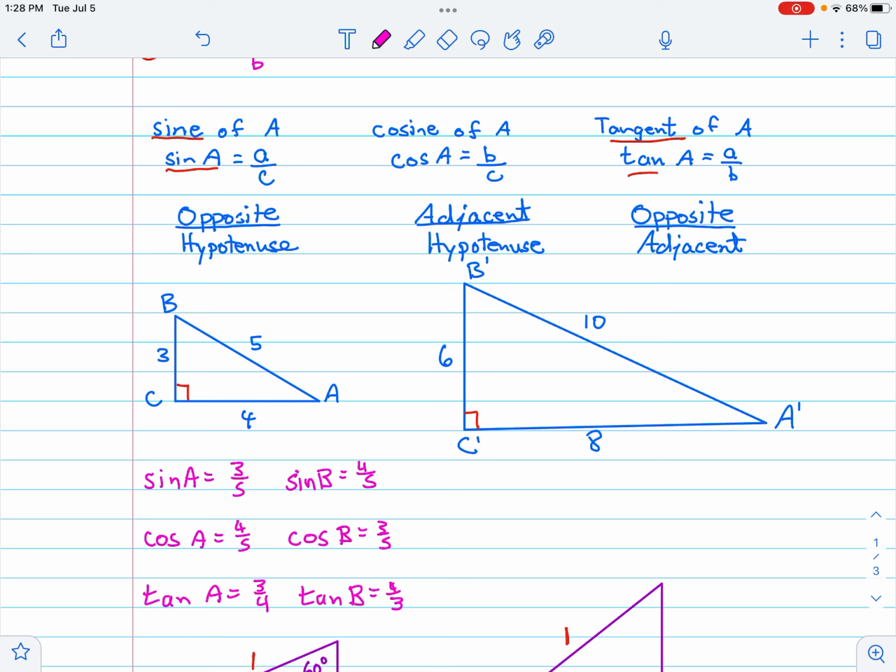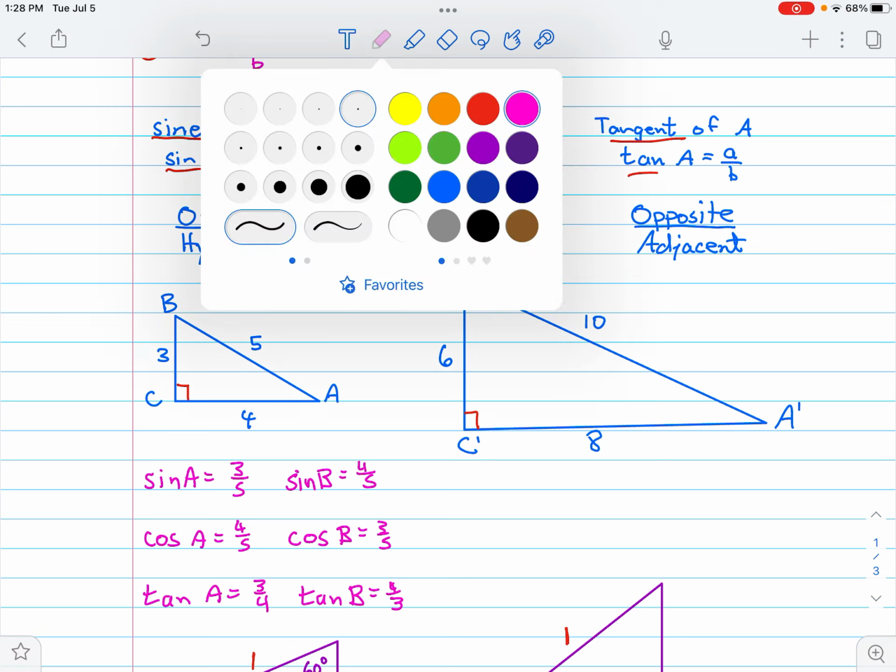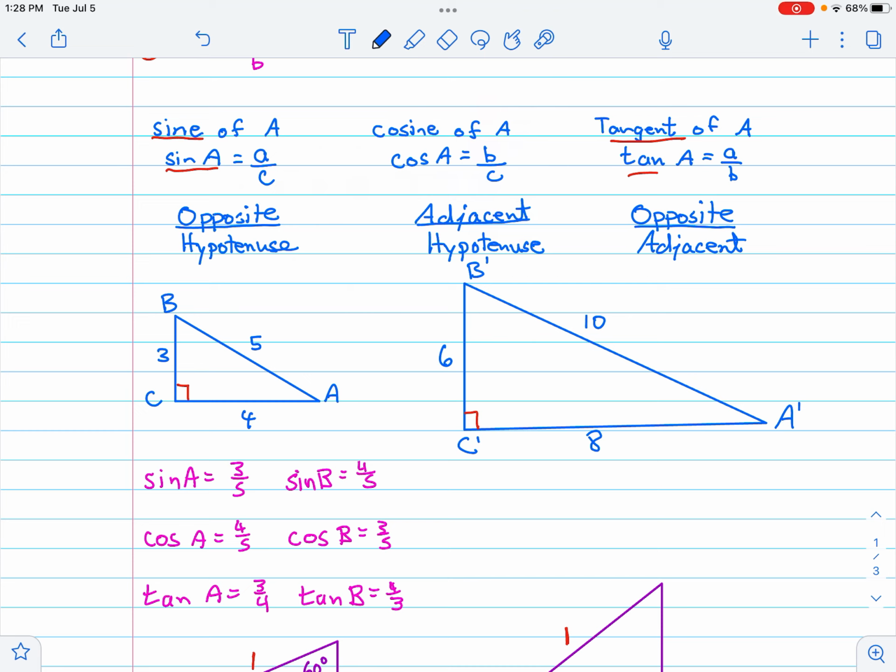Now, let's take a minute and see what we would have. Remember, these two triangles are similar to each other. So let's look at these trigonometric ratios. Let's have sine A prime. Well, it's going to be 6 over 10. Now that reduces to 3 over 5. Notice exactly the same.